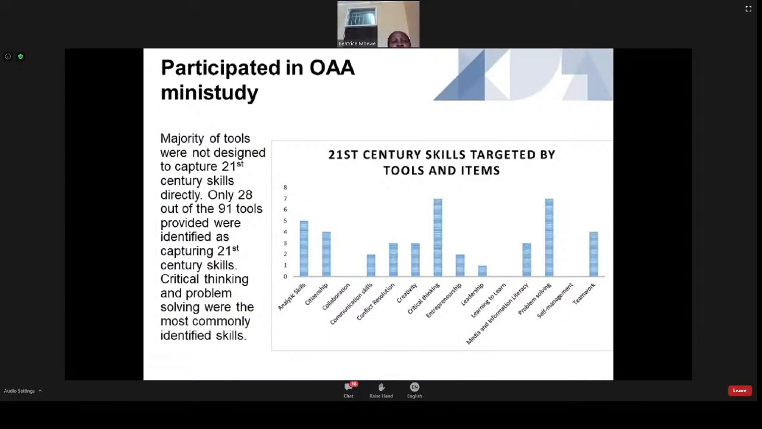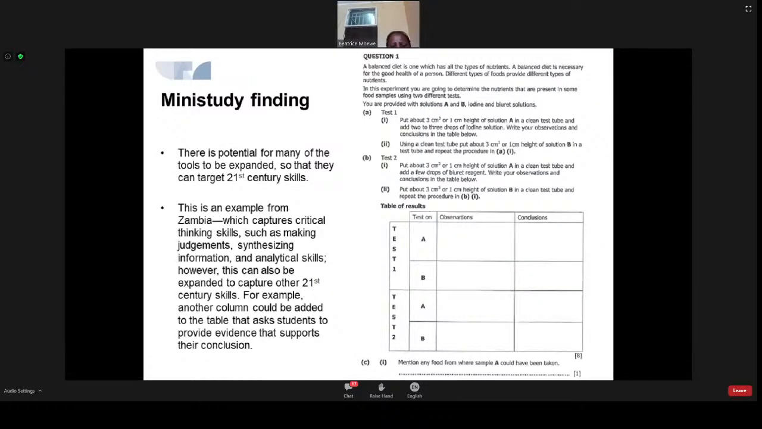At the beginning of this project, we conducted a mini study where some assessment tools were gathered from selected schools. 91 tools were collected. Out of the 91 tools, only 28 captured these 21st century skills. That is to say, the teachers did not know a lot about these 21st century skills. As you can see from the graph, collaboration was absent, and even learning to learn. Here now, I present one of the examples of the tools that were gathered during the mini study.